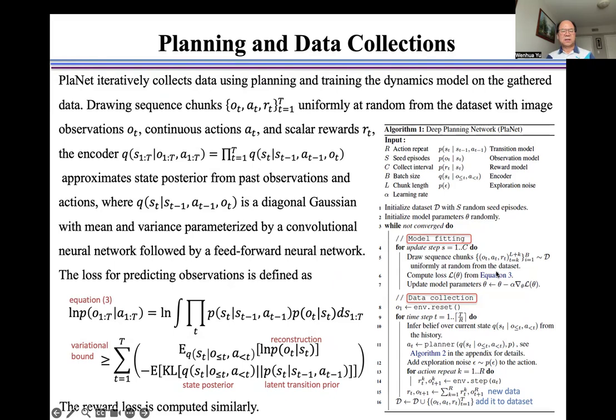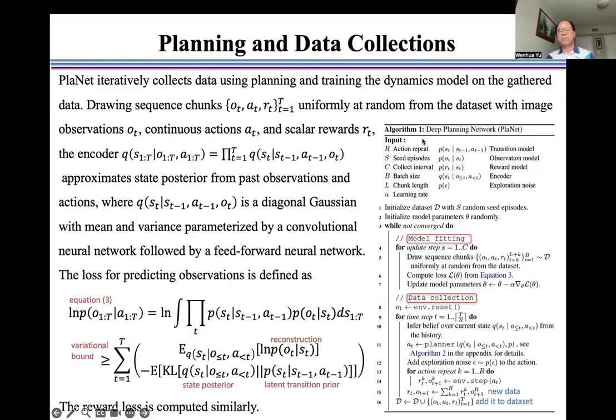Here, the loss contains two items. The first is a reconstruction. Second is a regularizer. This is a state posterior. This is a latent transition prior. This is a variational bound.